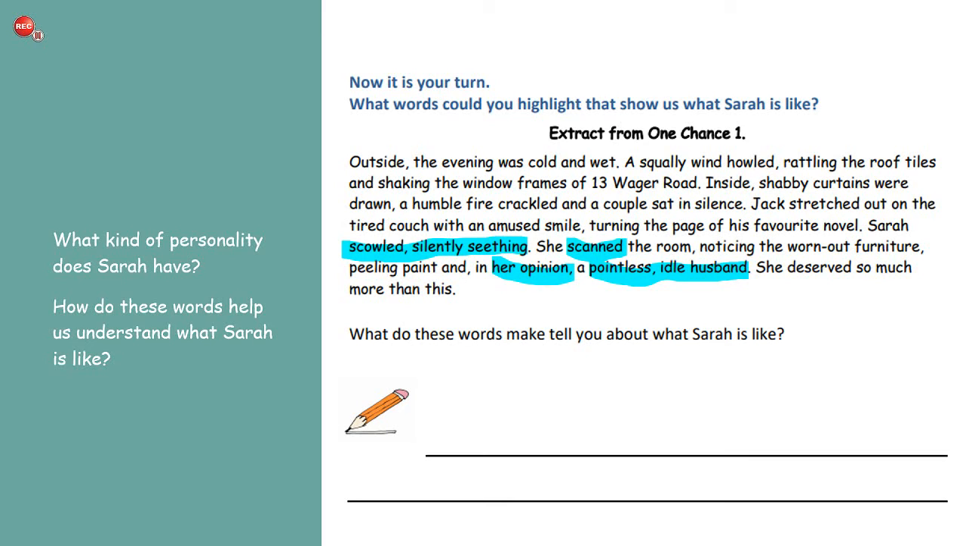Okay, now you've just written that down. If I was to try and describe what Sarah was like, I'd say she isn't very relaxed. She is clearly unhappy. The fact that she scans the room, it almost makes her sound a bit robotic, like a camera scanning. The fact that in her opinion she has a pointless, idle husband, it shows that she does not agree with Jack just laying around and reading his books. She just doesn't seem happy. Now the final sentence, she deserved so much more than this. This tells us that Sarah truly is not happy with her situation.